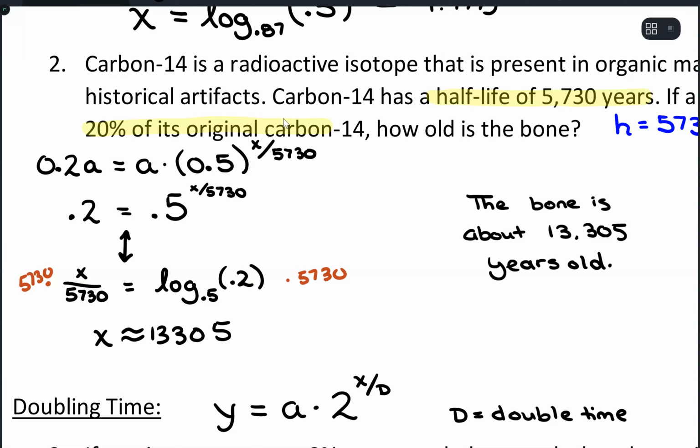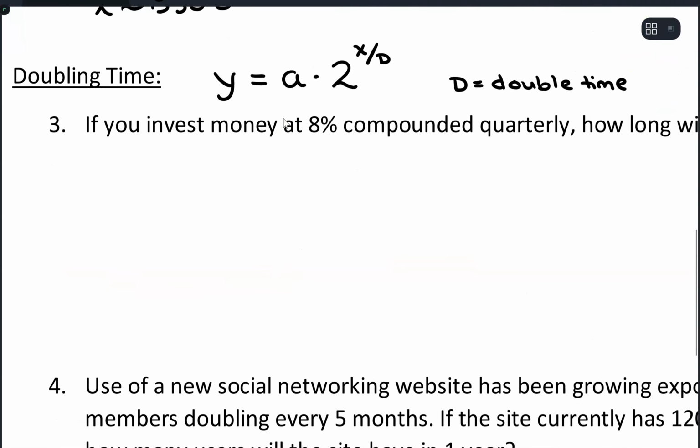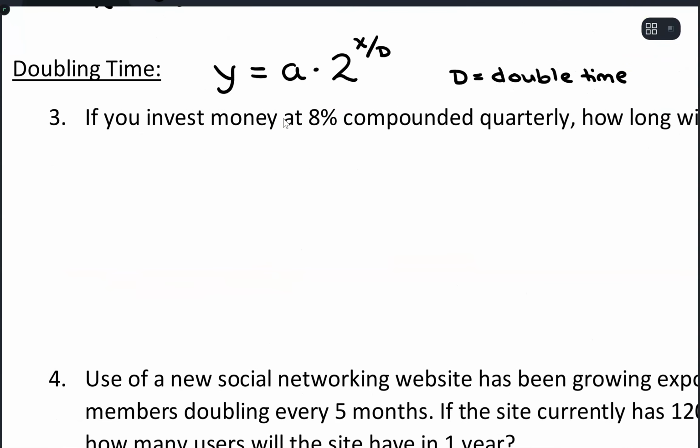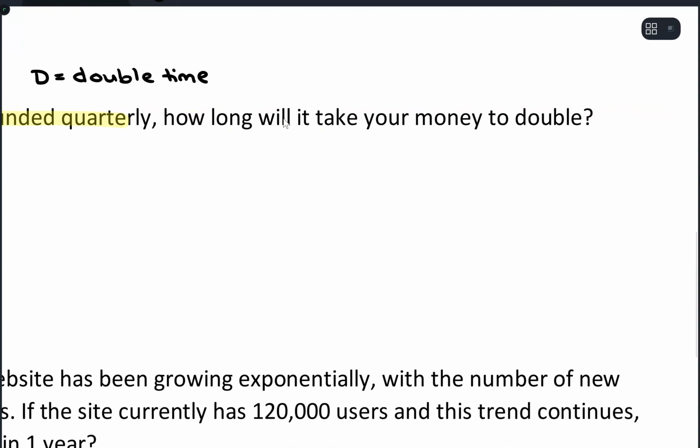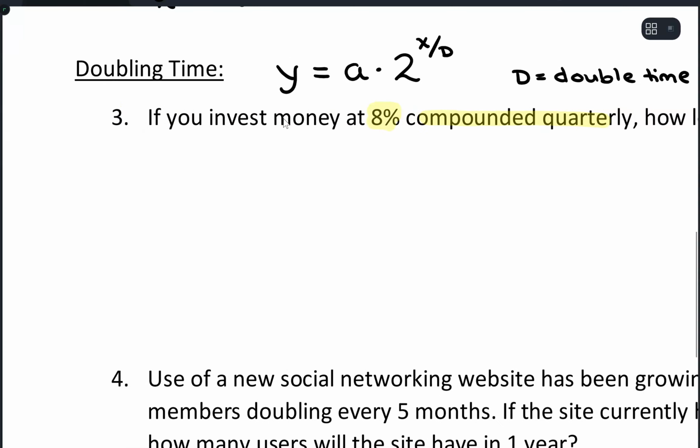And this is truly how they carbon date a lot of artifacts and pieces of information, is they know the half-life of carbon-14 and it's present, like it says, in organic materials. So then if they can just know how much they have of the original amount, they can figure out how old that artifact is. Pretty cool. All right, let's go to doubling time. So this first one, we're going to talk about investing money, and we have this 8% compounded quarterly, and we want to know how long will it take to double the money.